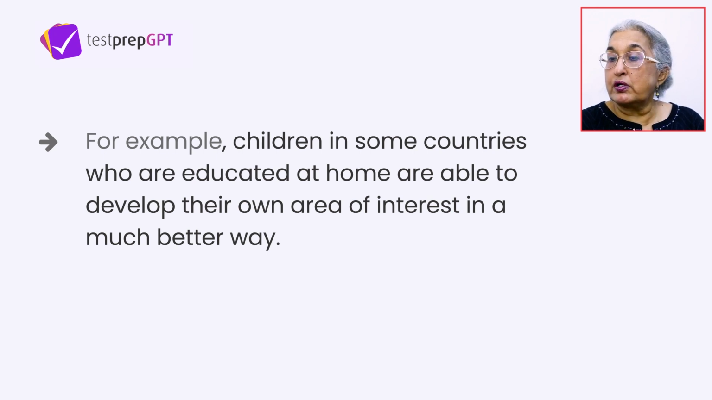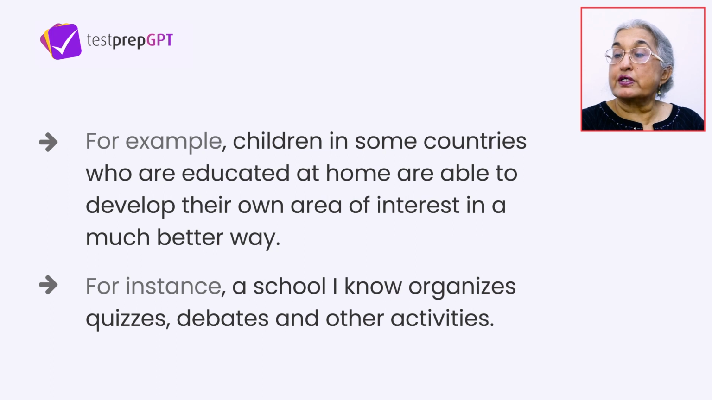Now, if you are arguing that school has more advantages, in that it is much better for children to go to school, then you can say, for instance, or for example, schools organize a lot of activities which are beneficial for the children. And you can say a school that I know, or even a school that I attended, or a school that my friends' children have attended, or other people that I know attended. Those schools organized quizzes, debates, and other activities. This was certainly helpful for the development of those children. So whatever example you give should fit with your argument.